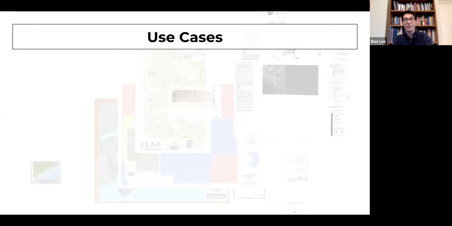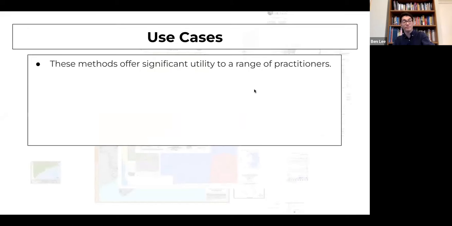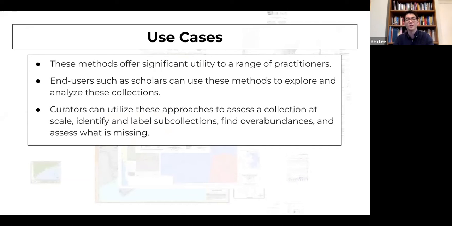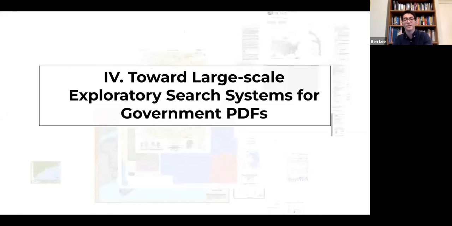I do want to very briefly just mention some use cases here. So these methods offer significant utility to a range of practitioners, from end users such as scholars who can use these methods to explore and analyze these collections, to curators who may utilize these approaches to assess a collection at scale, identify and label subcollections, find overabundances, and assess what is missing.